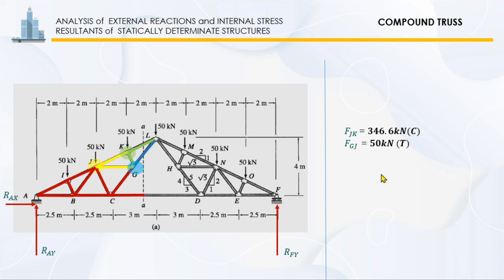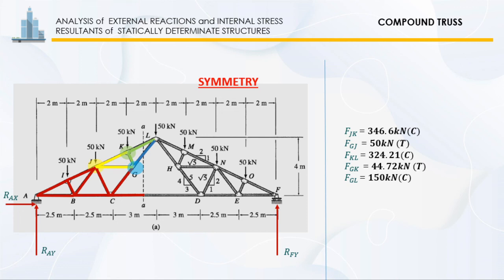For FJK, ang makukuha nyo dyan is 346.6 kilonewton in compression. Ito pagpraktisan nyo kung same ba yung makukuha nyo dito sa ililista natin. FGJ, 50 kilonewton which is in tension. FKL, which is 324.21 in compression. FGK is equal to 44.72 kilonewton in tension. FGL is equal to 150 kilonewton which is in compression.